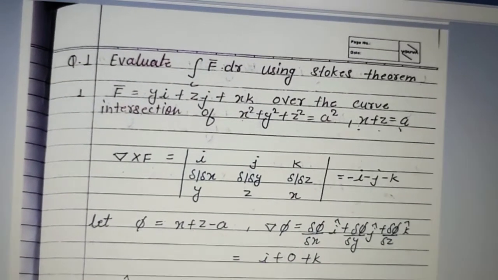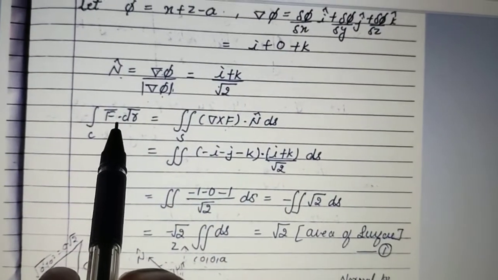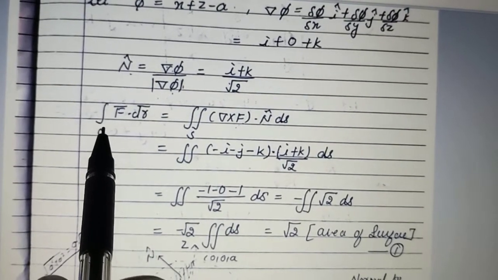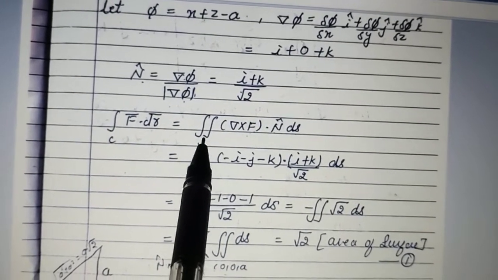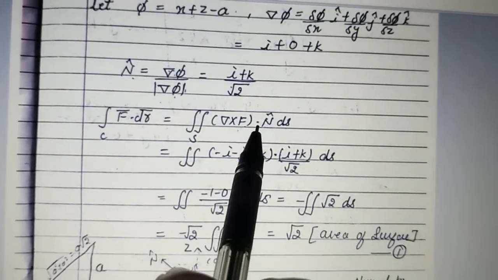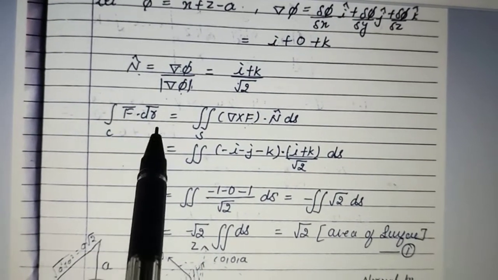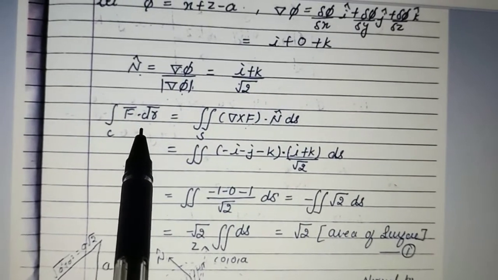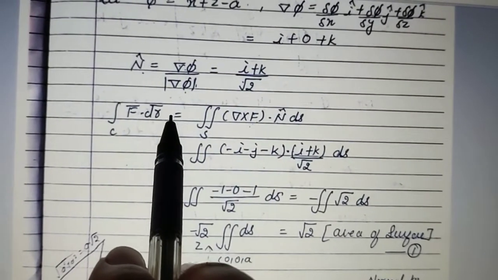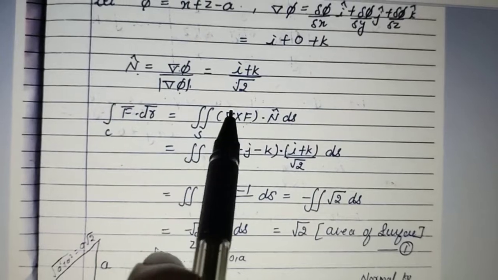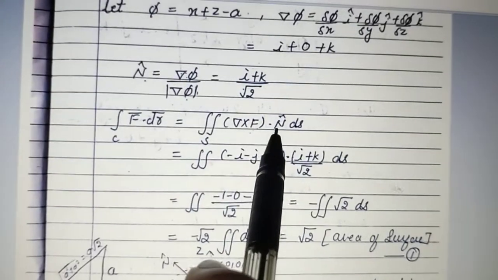So what is the Stokes theorem? Stokes theorem statement is this: integration over the boundary curve C of vector f dot dr is equal to the double integration over the surface S of del cross f dot n cap ds. So the question is asking to find this, but by using the Stokes theorem we will find this value. For this we will find del cross f, it means curl of f, dot n cap ds.